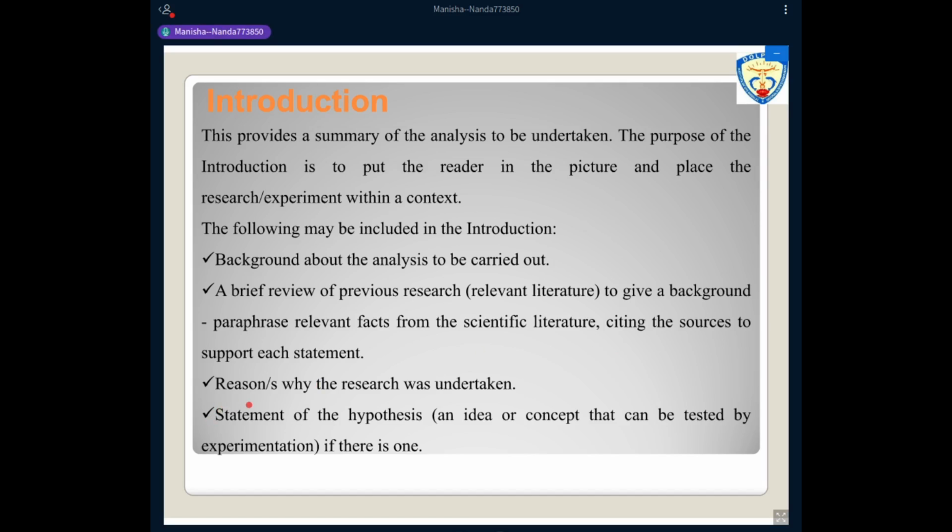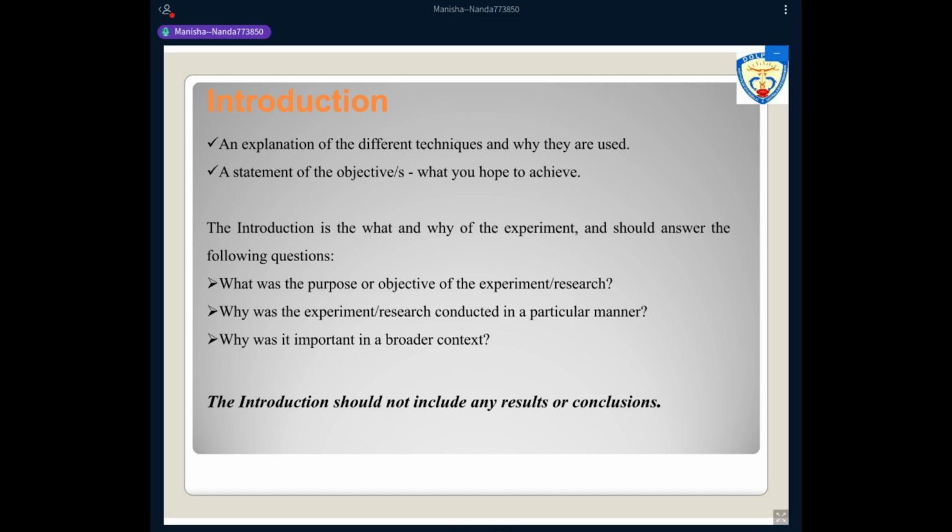Okay, then it should also tell about the reasons why the research was undertaken and a statement of hypothesis, if there is one. If you have a hypothesis for your research area, it should also be clearly mentioned in the introduction section only. Then an explanation of the different techniques and why they were used, a statement of objectives of what you hope to achieve.